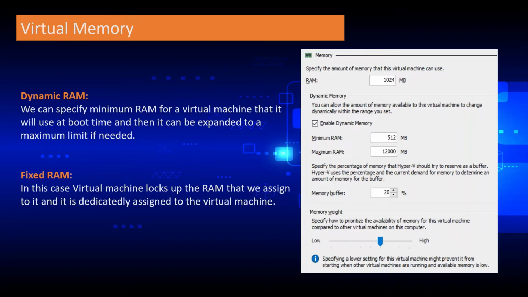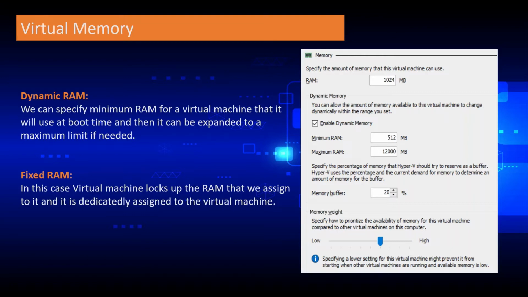So what does this mean? This means that when this virtual machine starts, it will only occupy the minimum amount of RAM that we have defined for it, and it can extend itself to the maximum amount of RAM as per the requirements of the applications that will run on this virtual machine. So it's not that this virtual machine will lock up the whole 12 GB. It will only lock the amount of RAM which it requires. The rest can be used by the physical hardware for other virtual machines. That's why it is called dynamic RAM.